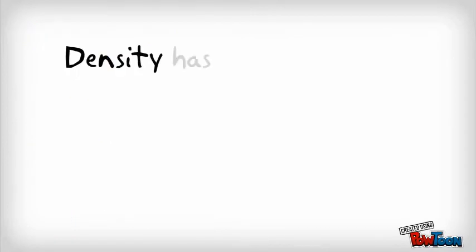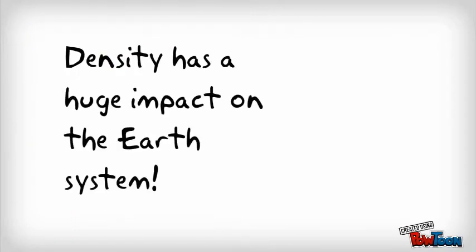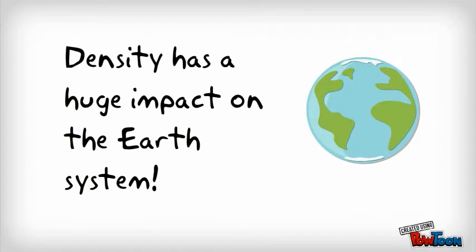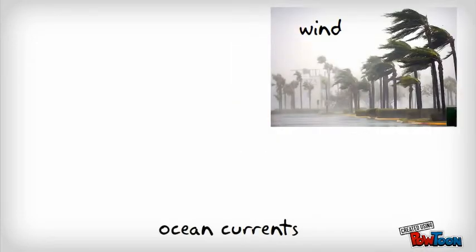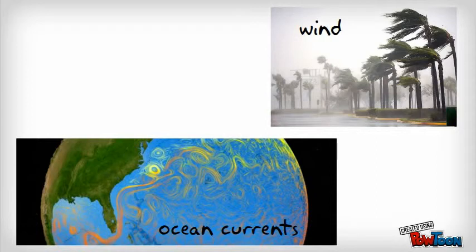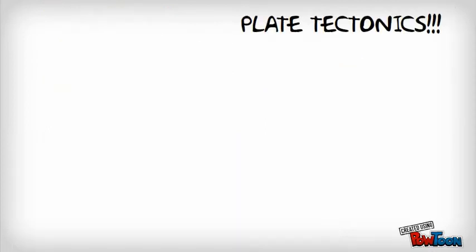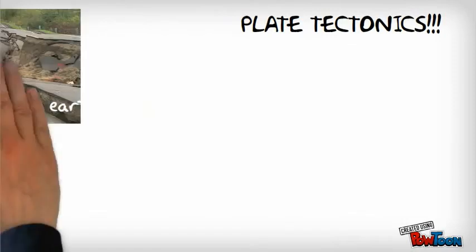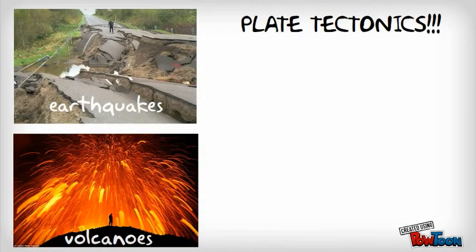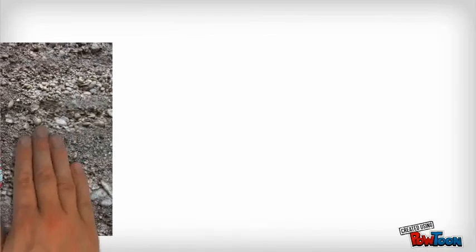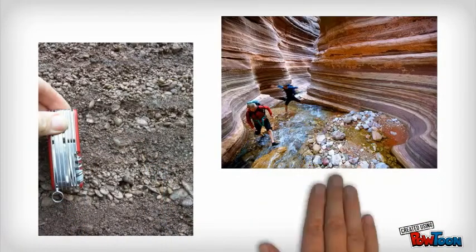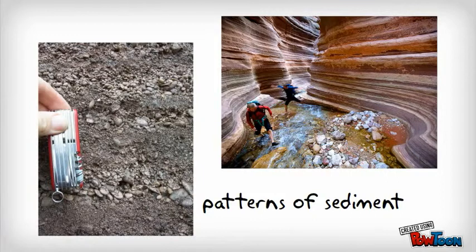Density is one of the major themes that we'll be exploring throughout the year because it impacts the Earth in so many different ways. Density is actually responsible for creating wind, creating ocean currents. It's responsible for creating the Earth's layers, crust, mantle, core, and so on. It causes the Earth's tectonic plates to move, and as a result, that creates earthquakes, volcanoes, tsunamis. It creates patterns of sediment when sediments are deposited, and many other things that we'll be exploring this year.